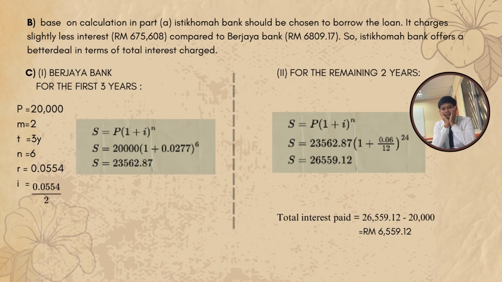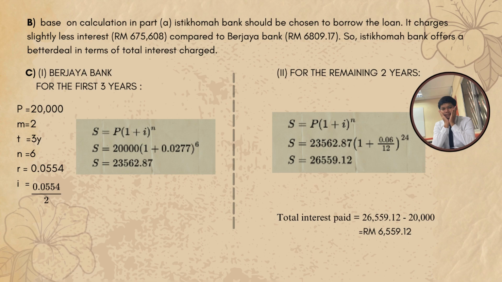Question B, the answer is based on the calculation in part A, Istiqamah Bank should be chosen to borrow the loan. It charges slightly less interest, RM6,756.08 compared to Berjaya Bank, RM6,809.17. So Istiqamah Bank offers a better deal in terms of total interest charged. So let's move to question C.